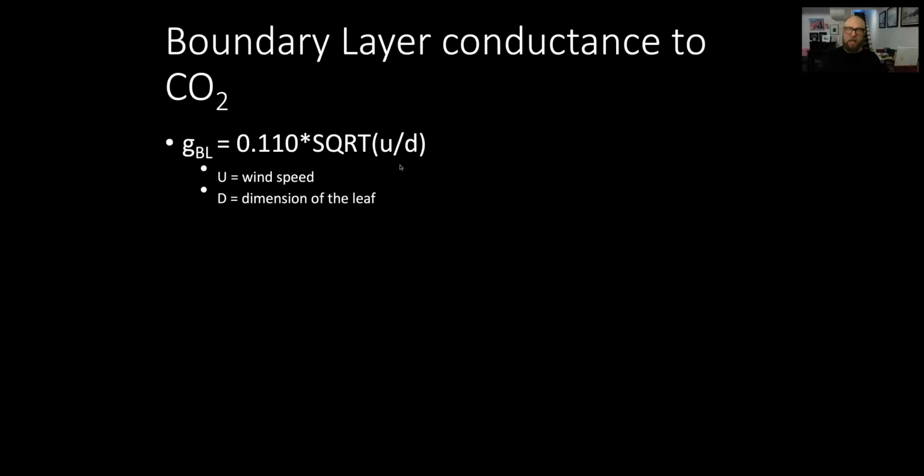Technically speaking, it's the length of the leaf that's parallel to the wind direction. But for us, we can just really think about leaf size. So we're talking big leaves versus little leaves. So let's talk about why those two things are affecting boundary layer conductance.